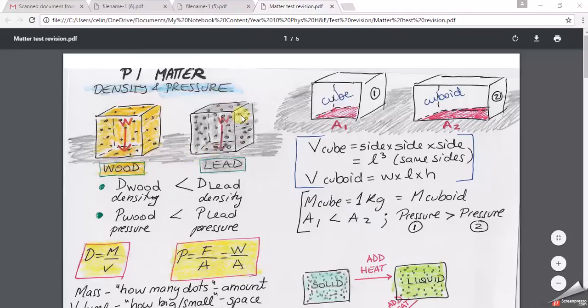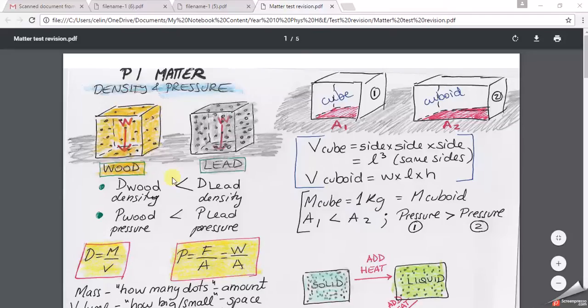Now if I'm looking at the particles inside the lead, there are much more particles in the lead compared to the wood. That makes the lead a much heavier substance for the same size cube than the wood is. Now, looking at the formula for density, density equals mass over volume. If both volumes are the same, the one that has a bigger mass will have a higher density.